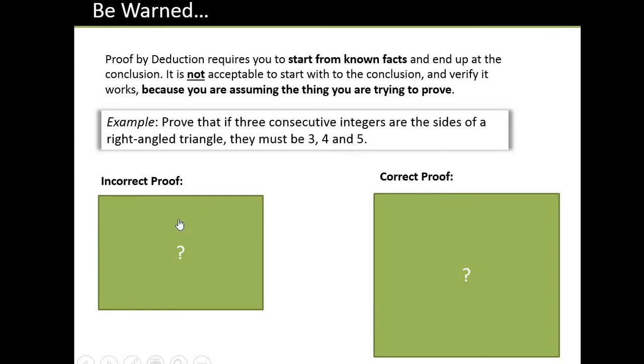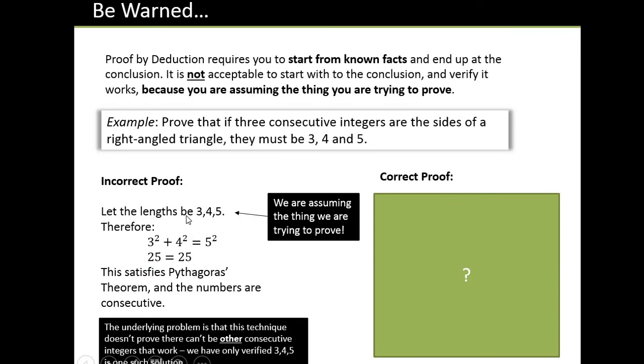Okay, so this would be an incorrect proof. Let the lengths be 3, 4 and 5. So look, we're assuming the thing we're trying to prove. So then we go about using Pythagoras, which is fine. This satisfies Pythagoras' theorem and the numbers are consecutive. So you've basically proved there, haven't you, that 3, 4, 5 would be the sides of a right-angled triangle. But you haven't proved, of course, that they're the only 3 consecutive numbers that will work. You haven't proved that there could be others. You've just proved that that makes a right-angled triangle.